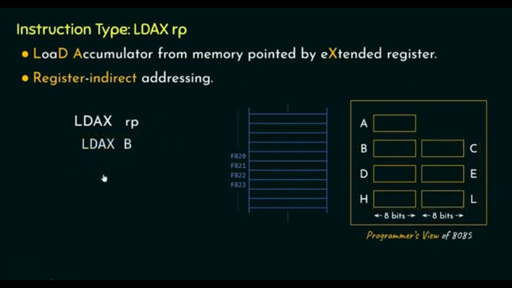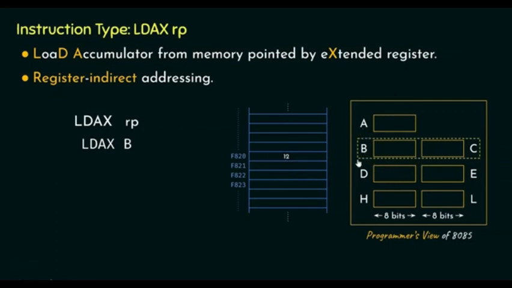Now allow me to illustrate how this instruction will work. Say we want the microprocessor to execute this instruction. Now what does this instruction mean? LDAX B. Remember, we are talking about the BC register pair this time. Now let's suppose within the memory location F820, there is a data 12. And we want that to be loaded inside the accumulator.